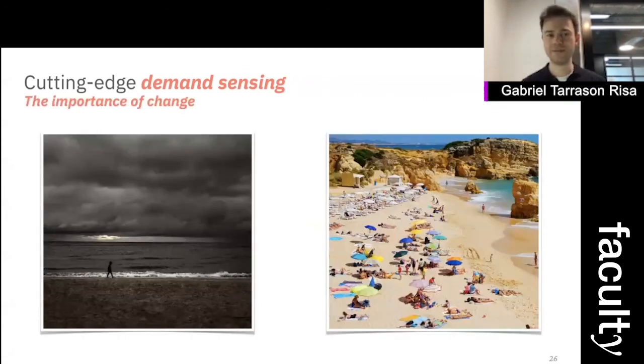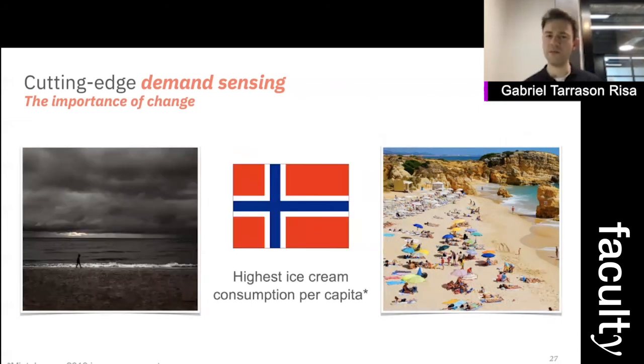To exemplify, in the example of ice cream, when it's a stormy day, you're not selling ice cream, and when it's a sunny day, you will. That's true, but at the same time, Norway has the highest ice cream consumption per capita. As a Norwegian, I can tell you Norwegians go crazy the moment there's a little ray of sunshine. We run out and we binge on ice cream. That illustrates the importance of change.